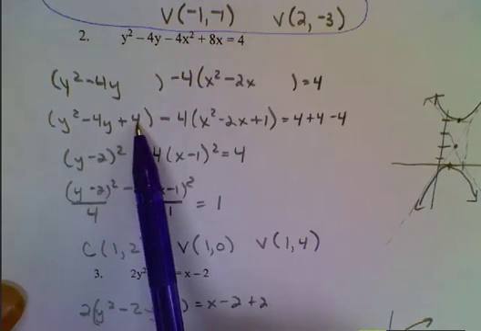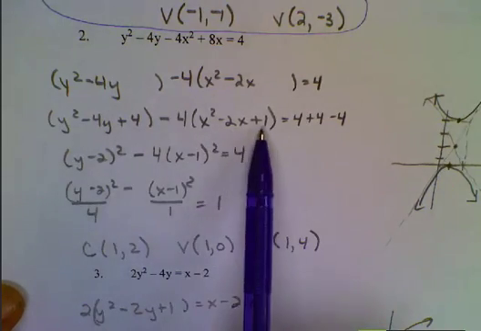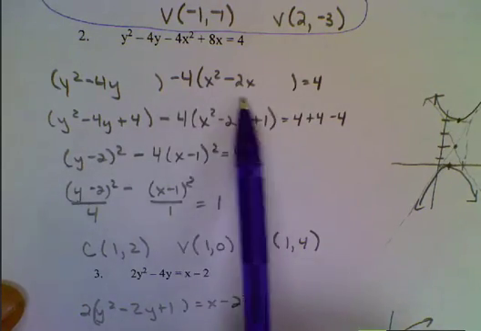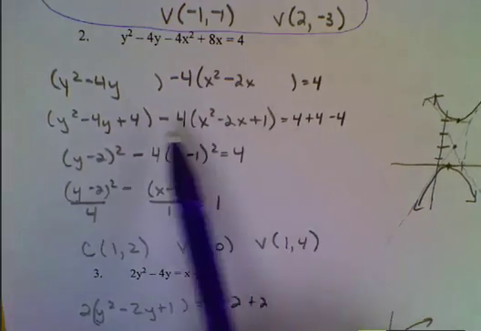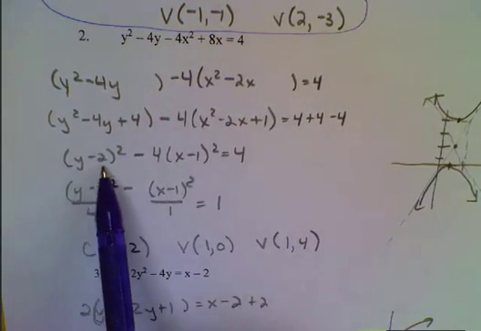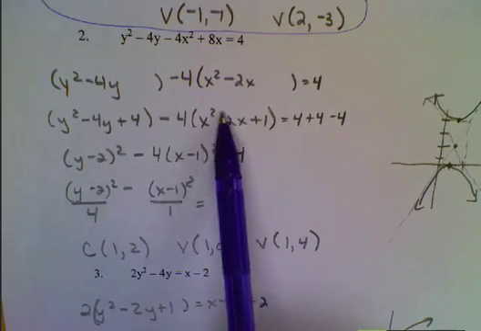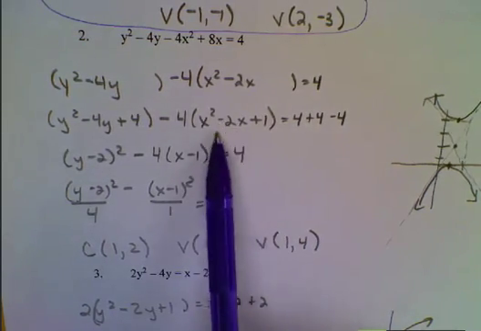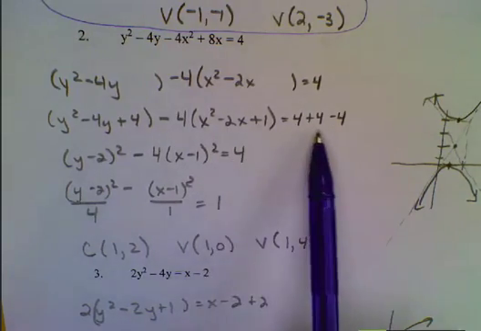Half of negative 2 is negative 1, squared is 1. So what did I really add? Here I added 4, because there's nothing out in front of it. There's a 1. Here, when I distribute that, I really added a negative 4, so I had to add a negative 4. So this becomes a perfect square. y minus 2, again, it's half of that, squared, minus 4 times x minus 1, because that's what half of that is, squared, equals 4. That's what this comes out to.